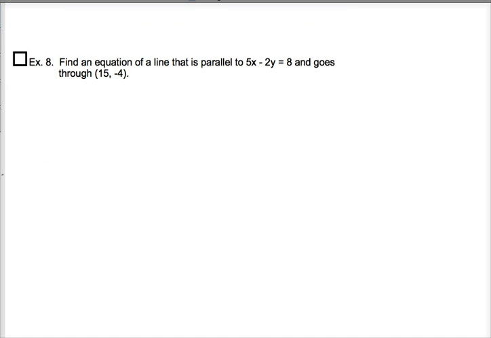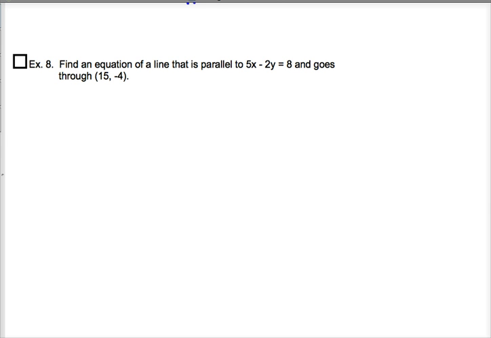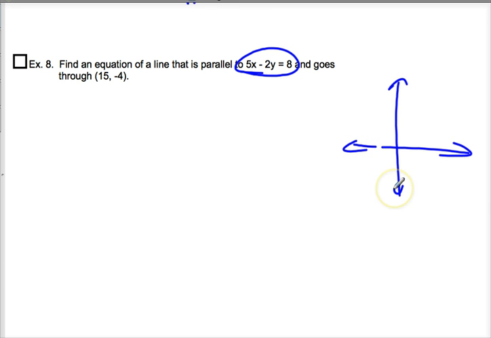So I've got an equation of a line that's parallel to 5x minus 2y equals 8. So all I need for this equation is its slope. I don't need to graph it or anything like that. If I wanted to graph it, here would be a sketch. I could see the x-intercept would be 8/5. So something right in there. The y-intercept would be -4. Something like that. That would be the given graph. Okay? But I don't need that graph. What I need is a slope.